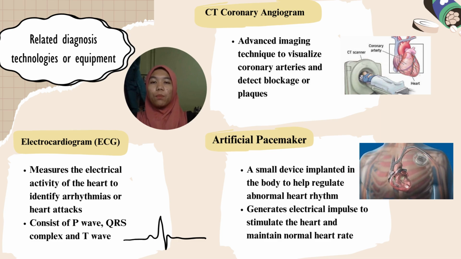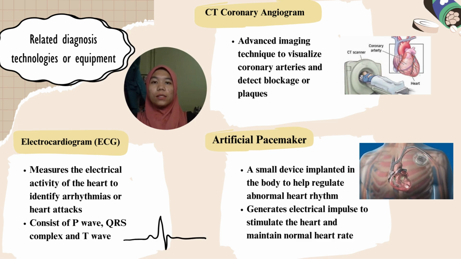It consists of the P wave, which is depolarization of the atria and atrial contraction, the QRS complex, which is depolarization of the ventricles, and lastly the T wave, which is repolarization of the ventricles.